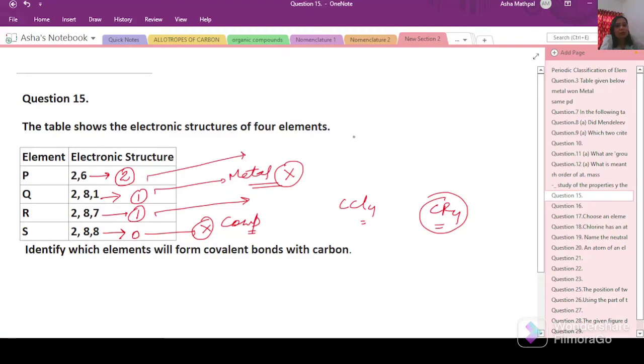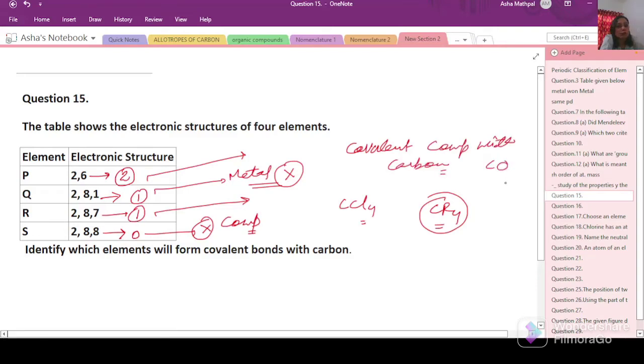Although P can form a compound, it has a valency of 2, so it can form a covalent compound with carbon. Like CO2 you can say simply here, for example it can share its elements, valency can be shared. Okay, it is just a hint, it is not an example. Here also it is just a hint, remember. So now let us go to the next question.